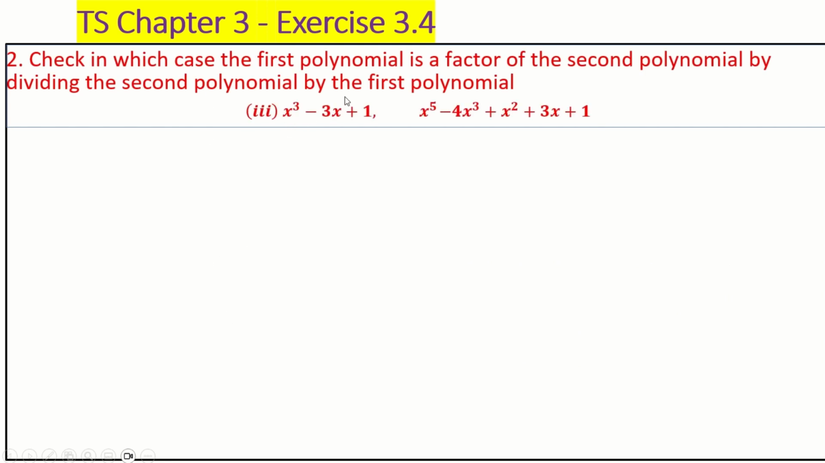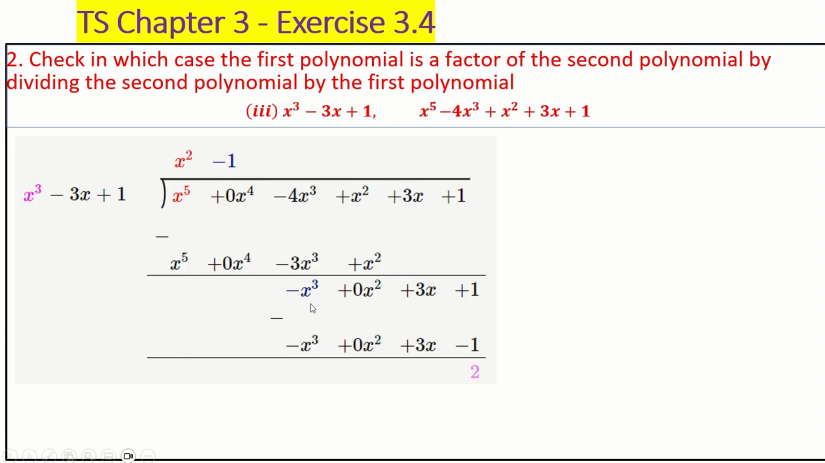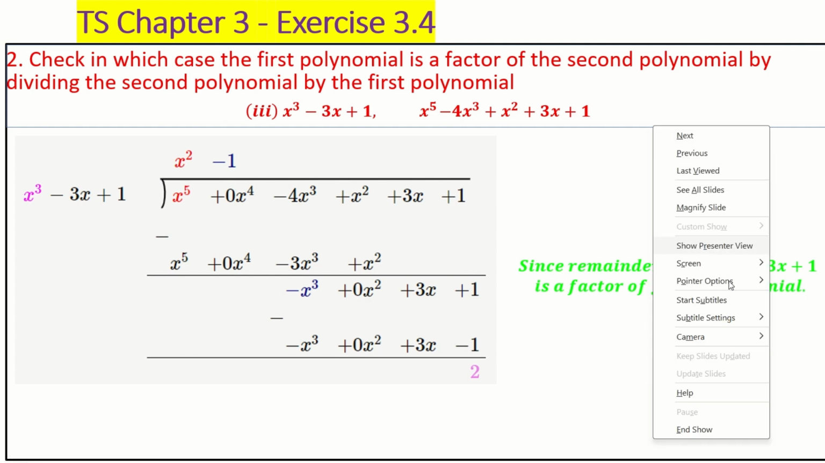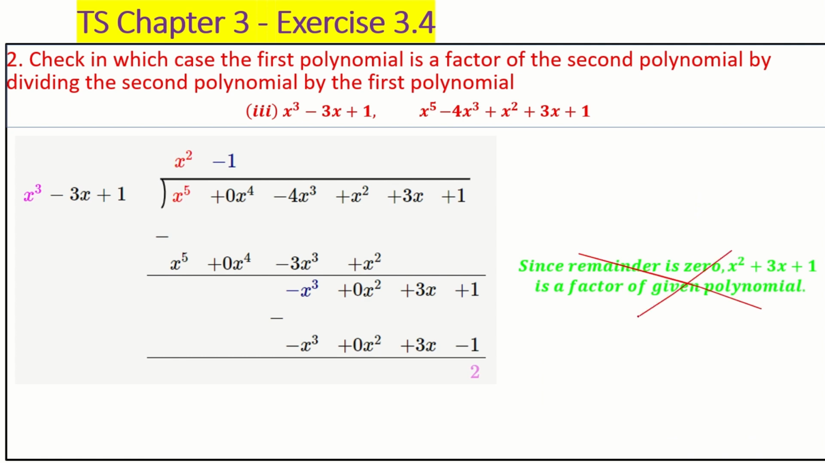Same, third problem. You have to check if x cube minus 3x plus 1 is a factor of this given polynomial. So if you do the long division here, you get 2 as remainder, which means it is not a factor. Oh, sorry, I just copied it from the previous one. This is wrong. Okay. So this is wrong. It's not a factor.